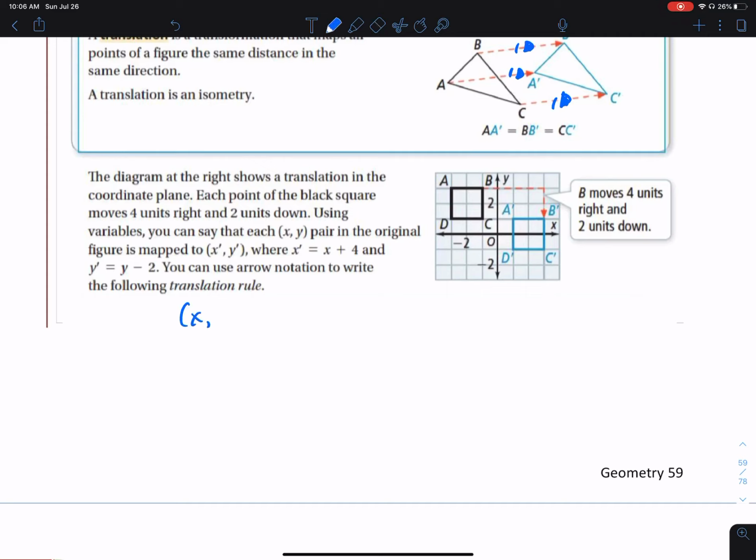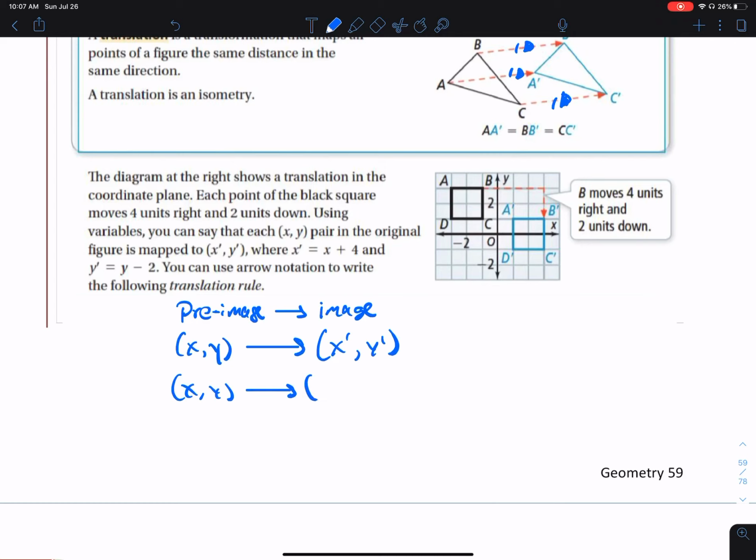The original figure had ordered pairs x, y. I would like to write above this pre-image. This became the image. This became x prime, y prime. Well, the actual rule for this specific example is that x, y became x plus 4. We added 4 to each x value. y became y minus 2. We subtracted 2 from each y value. That is how you write the coordinate rule.